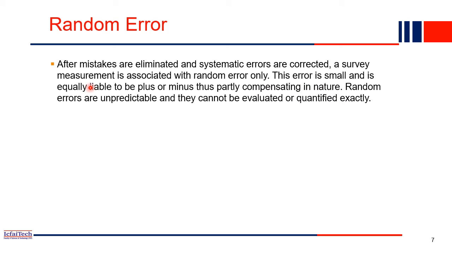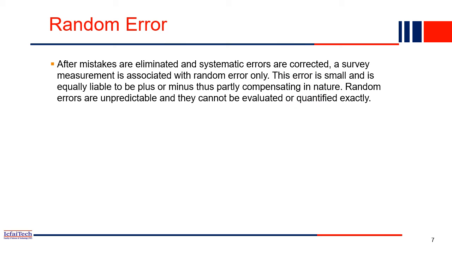Random errors are unpredictable, so you cannot predict where the error happens. It is completely unpredictable, and they cannot be evaluated or quantified exactly. You cannot tell exactly how much error you have taken, so it is very difficult to quantify. Random errors are very difficult to remove from the reading, and they may be there, but again the random error will be very small in the reading.